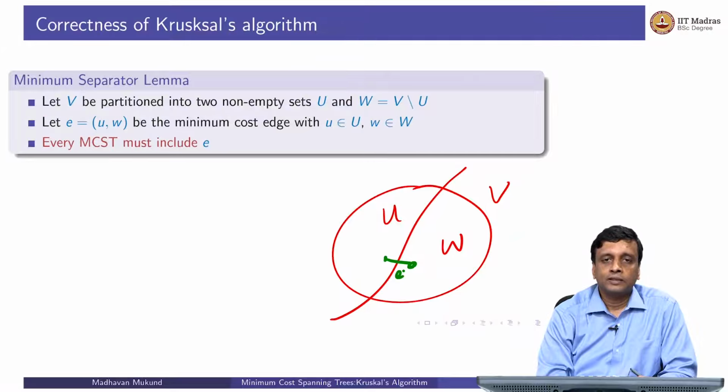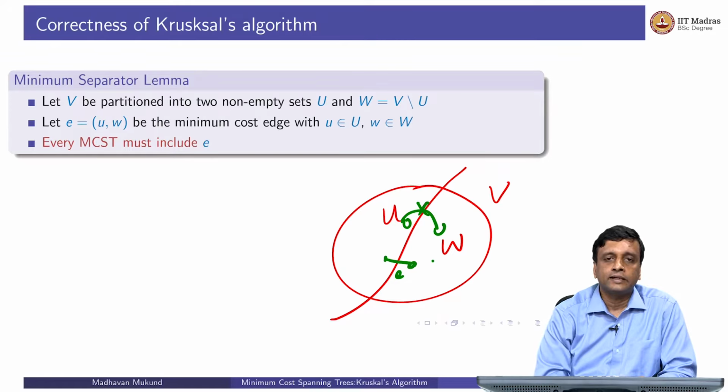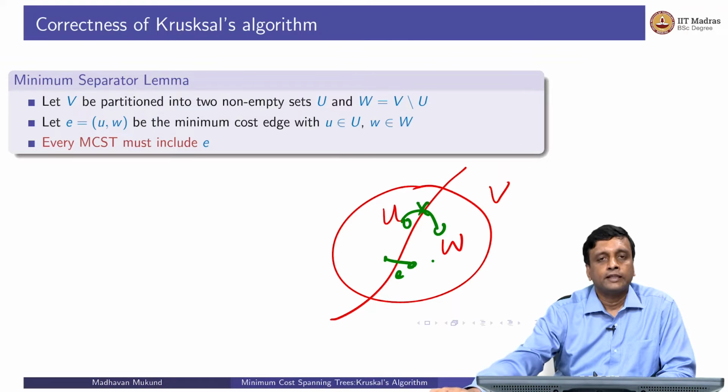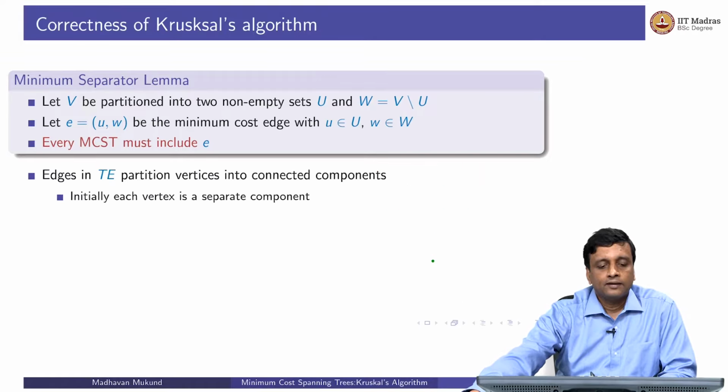Right? And the argument that we said was, if it was not in the tree, then there must be some other way which connects U to W, and we could bypass that and in fact instead make the tree go through this and create a smaller tree. Right? So this was the lemma that we proved in the context of Prim's algorithm, and now we can just use the same result to claim that Kruskal's algorithm is correct.